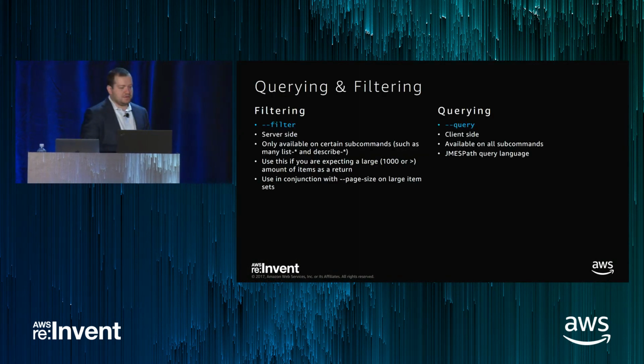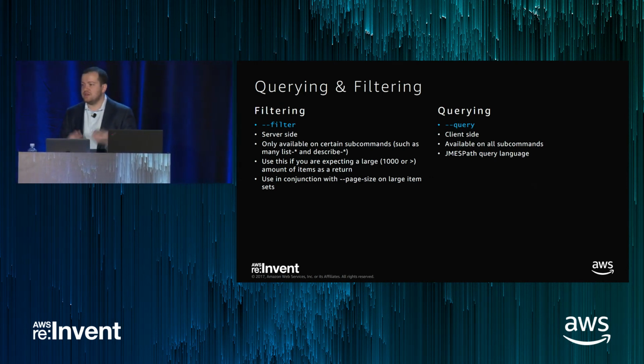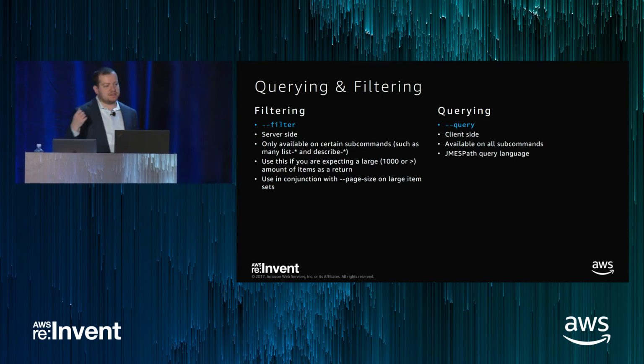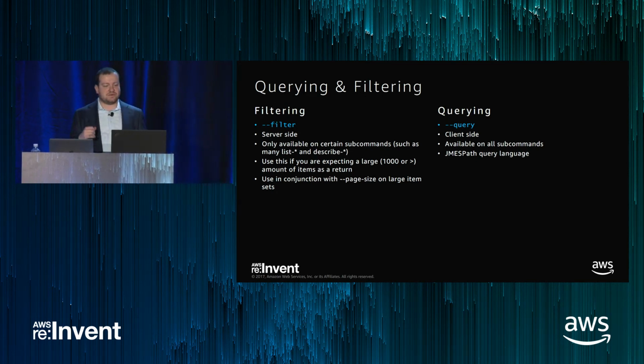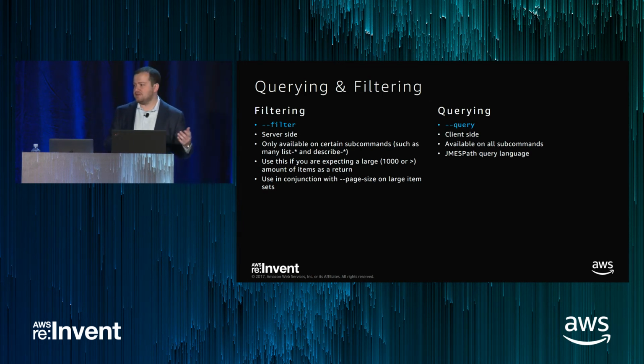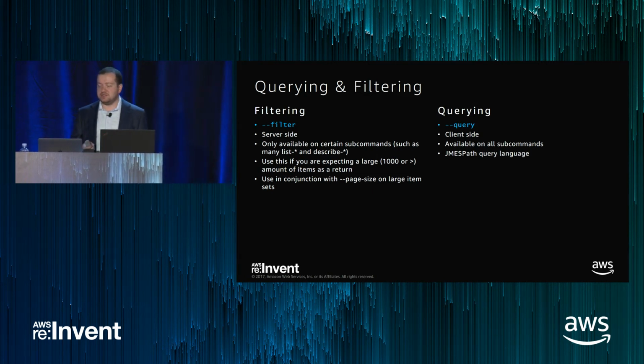So let's talk about querying and filtering. Let's say you're running some CLI command and you expect a lot of results, like an S3 bucket with hundreds of thousands of objects in it. What do you do there, right? There are two different things you can do. The first is filter. When you filter, that is a server-side command, so all the actual work is going on our end. It is not available for every subcommand, only for certain subcommands like list and describe. Again, if you use help, it'll tell you whether it's available. You should use this if you're expecting a large number of items, like more than 1,000 returned, because then you're not using your device, your laptop or whatnot, to do that filtering, which is nice.